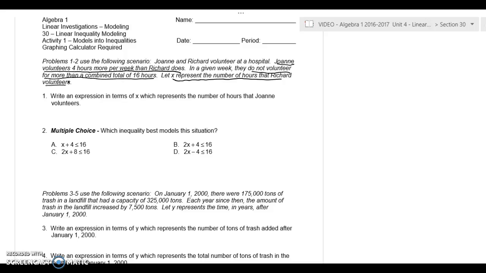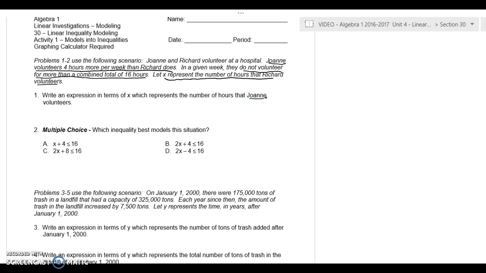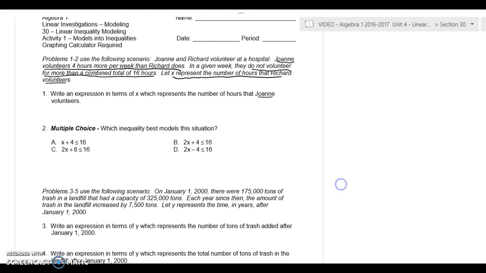In question 1, we want to write an expression in terms of X, which represents the number of hours that Joanne volunteers. So we know that Joanne is going to volunteer more than Richard. Let's say Richard volunteers for 5 hours. We know she's going to volunteer for 4 more than that, so that'd be 9. Let's say he volunteered for 10 hours. We know she's going to volunteer for 14 hours because, again, it's 4 more. We don't know what Richard has volunteered, though. We have a variable that represents it, X. So if Richard volunteers for X, Joanne is going to volunteer for 4 more than that, so X plus 4.